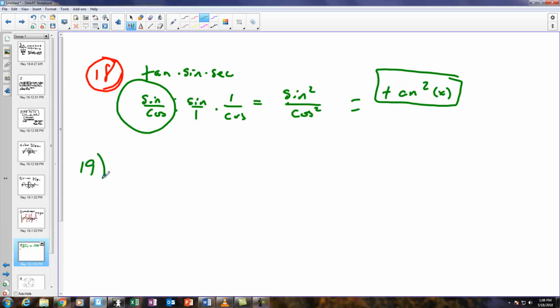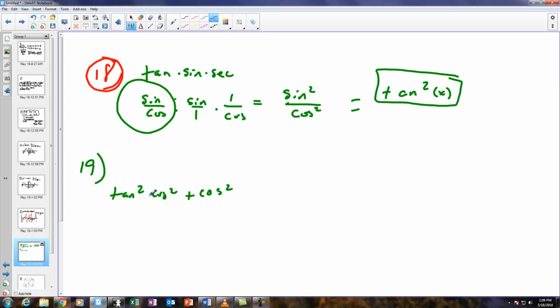Number 19, though, it has the Pythagorean nature. It starts tangent squared, cosine squared, plus cosine squared. The thing to realize about this is that it's Pythagorean, yes, but not all of it looks as Pythagorean. For instance, Pythagorean problems do not have multiplication in them. So if there's multiplication, that has to be managed before we can really look for the Pythagorean identities.